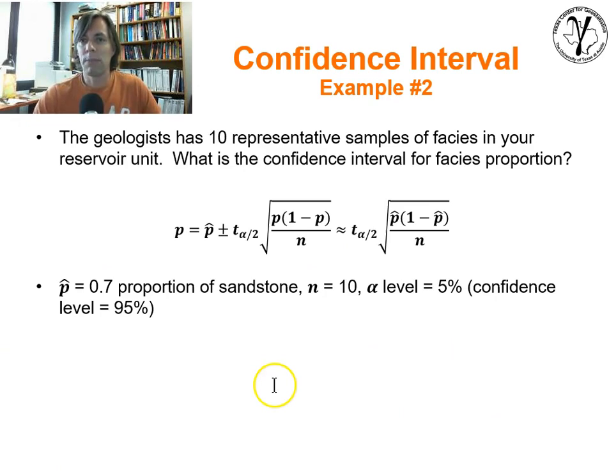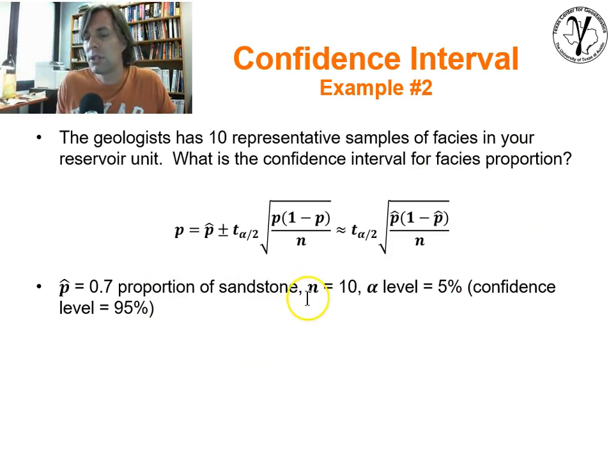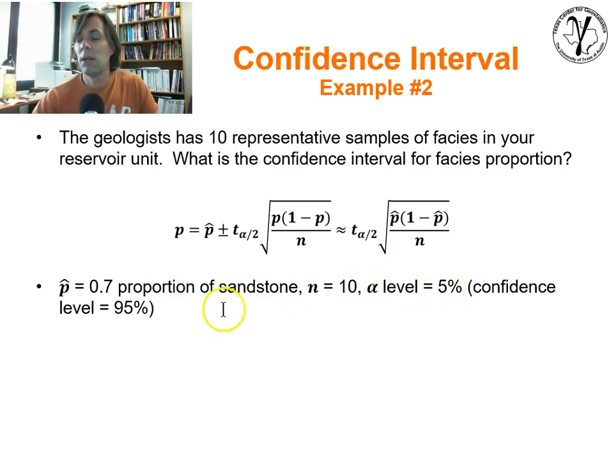Let's go ahead and do an example number 2. In this example here, a geologist has a representative sample of facies. There's 10 samples available from a reservoir unit. What's the confidence interval in the facies proportion? We have 0.7 proportion of sandstone, 10 samples, where once again alpha is equal to 5%, confidence level is 95%. This is a small sample size. We're going to need to use the t distribution as shown here. I'll show you the answer in 3, 2, 1.